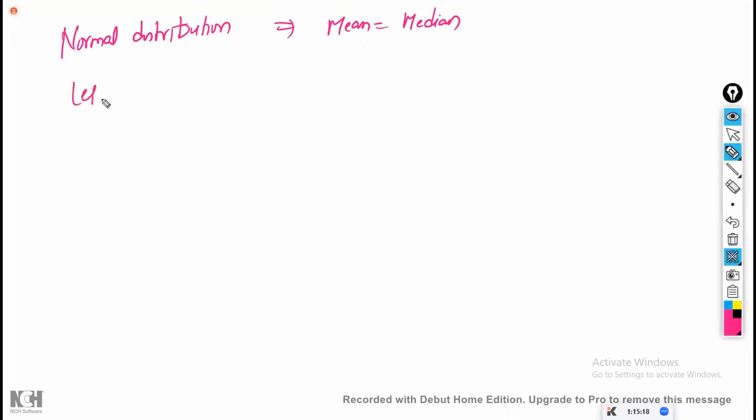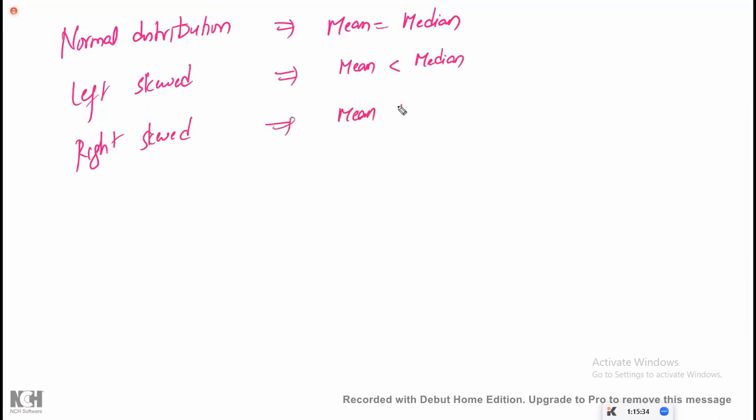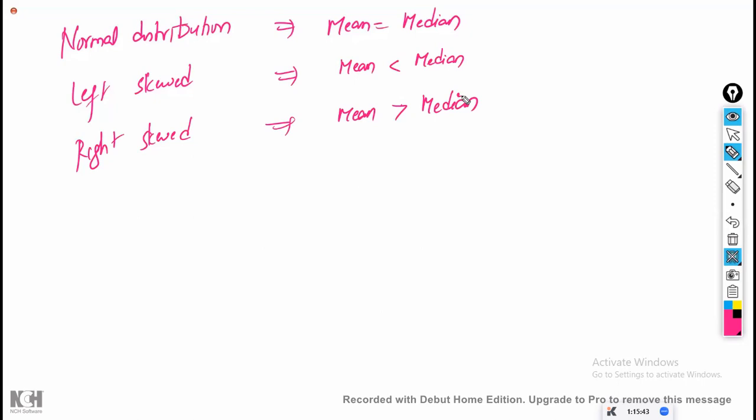For left skewed, the mean is less than the median. For right skewed, the mean is greater than the median. For right skewed data, the mean will be greater than the median.